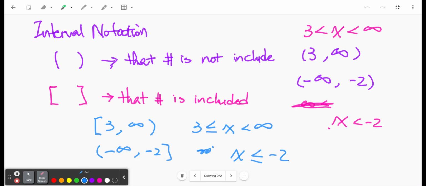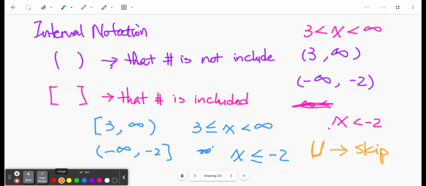Okay, so there's a last sign that we need to talk about. The last sign we need to talk about is a U. It kind of looks like a U, but that U means skip. That's not its official name, but that's what I tell them. This U is read as union, and it means basically skip.